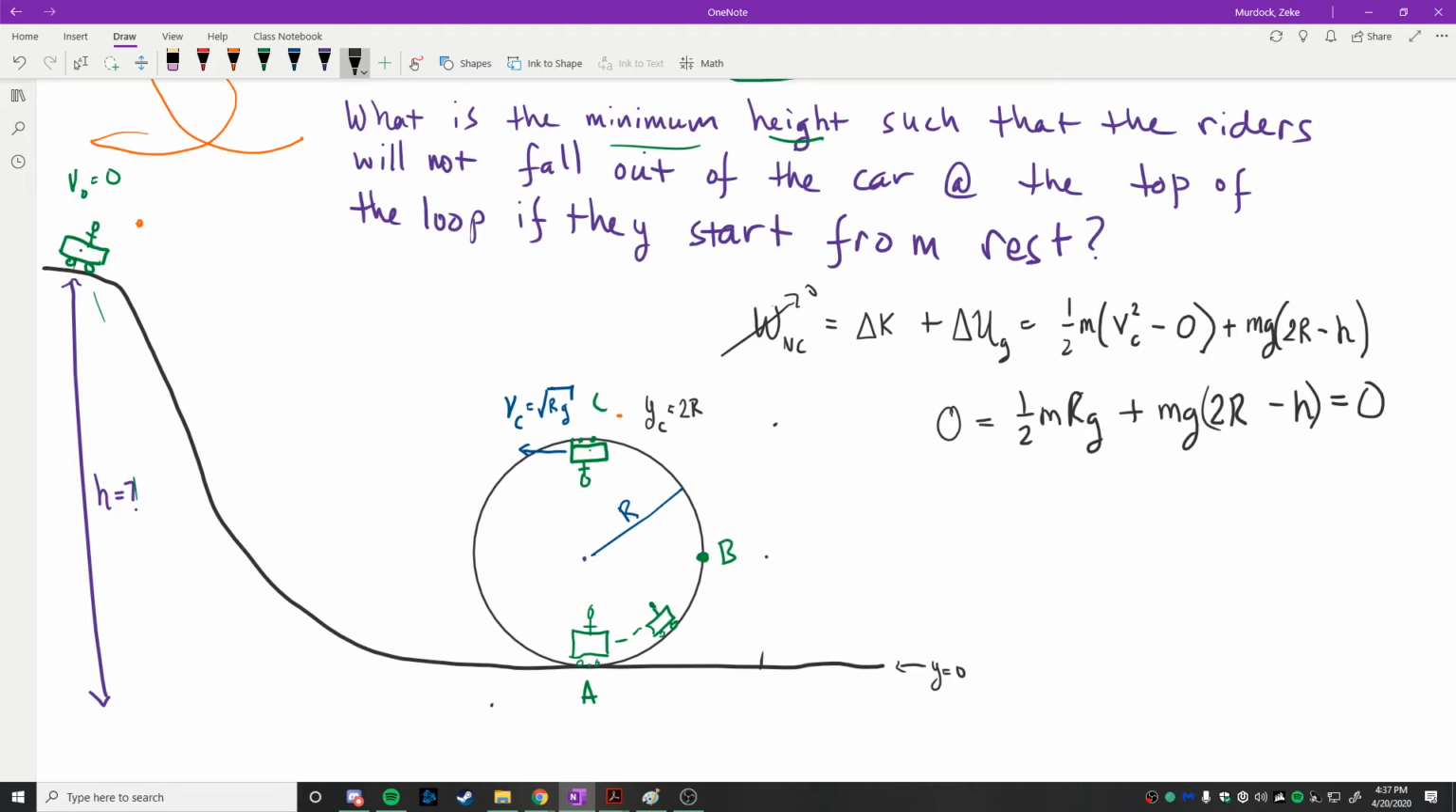Is it a negative? Did I make a mistake? This would be y sub c minus y initial. And y sub c would be 2r minus h. Yeah, okay, it looks right. So then we cancel out the m's, and the m's and the g's all cancel out, and you end up getting h equal to 2.5r, as you guys got. So good job.